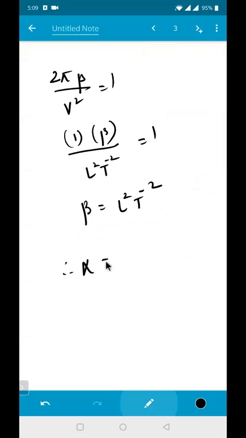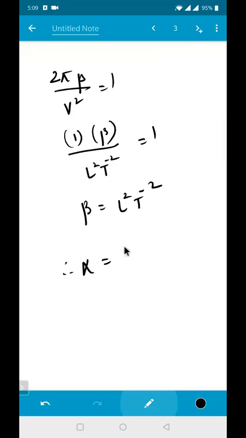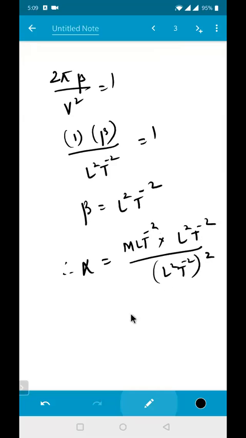So therefore, alpha is equal to how much? So alpha value is equal to how much for me? F into v square divided by beta square. That means this will be equal to F dimension, which is M L t power minus 2, into this one, which is nothing but L square t power minus 2, divided by L square t power minus 2 whole square. So if I simplify this one, it is L to the power of 4, L to the power of minus 4. So this will be equal to M.